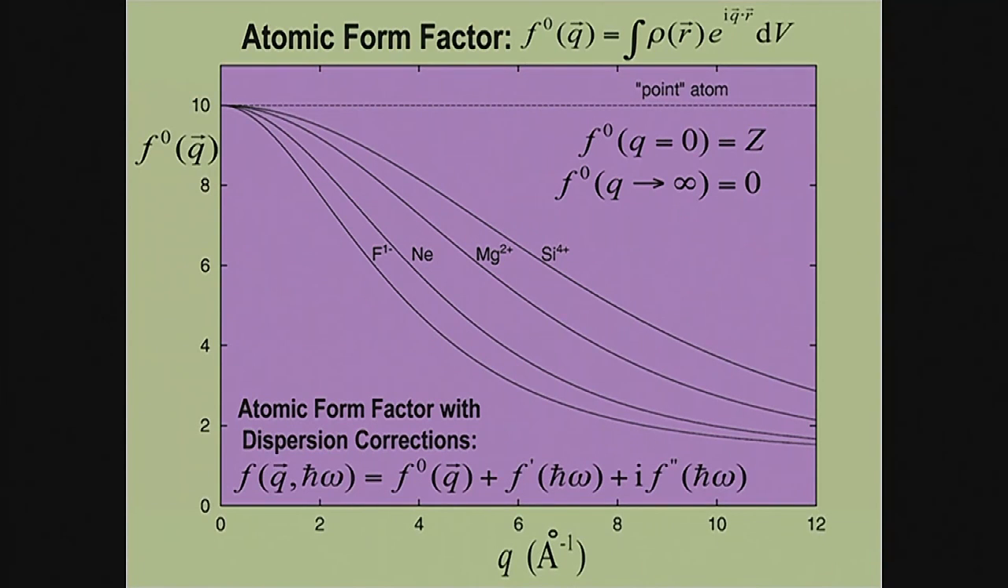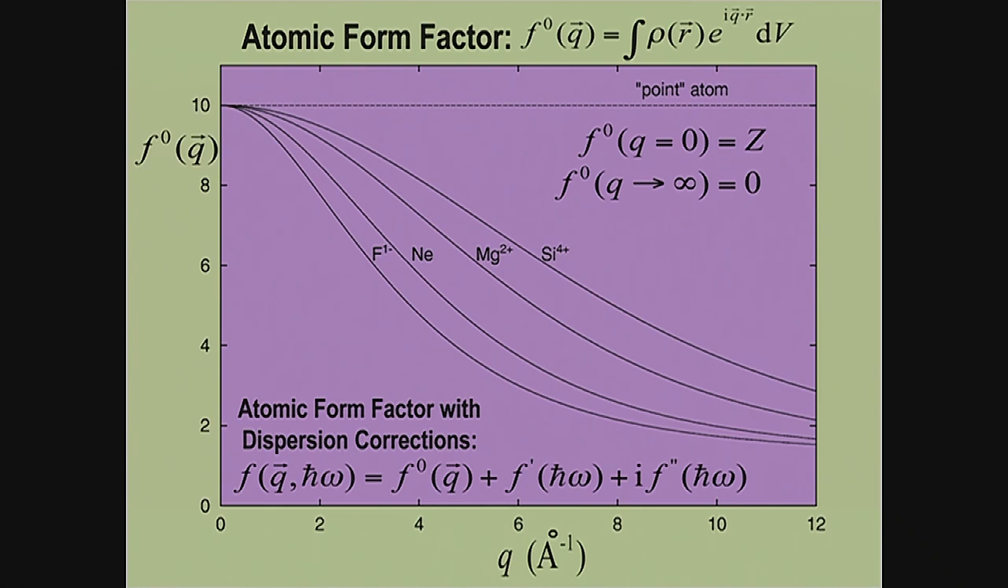And in fact, this is what you can calculate for the form factor for various atoms in various states. You can see that if you have a point-like atom, which is what neutrons would see, then this form factor is essentially 1 forever. But in the case of X-rays, it damps as a function of the wave vector transfer and eventually goes to 0.